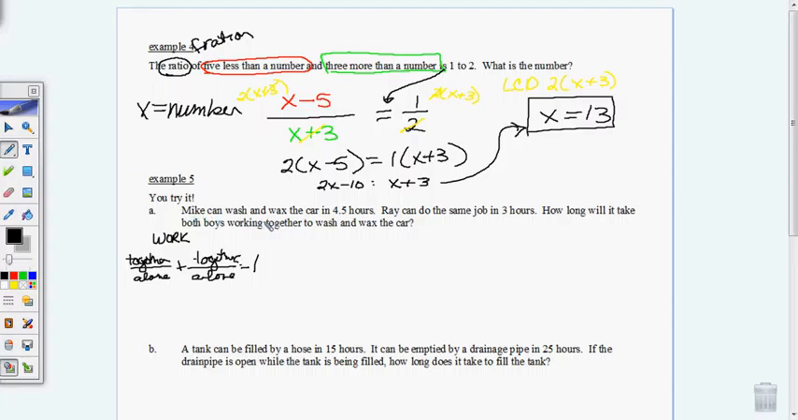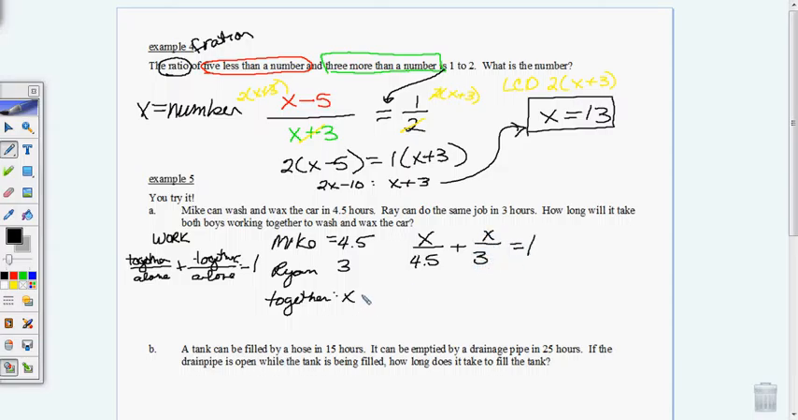So Mike can wash a car and wax it in 4.5 hours. Ray can do the same in 3. How long will it take both boys working together? So Mike is going to be 4.5, and Ray is going to be 3, and together they are x. Well, together over alone, that's Mike, plus together over alone, that's Ray, equals one job being done.